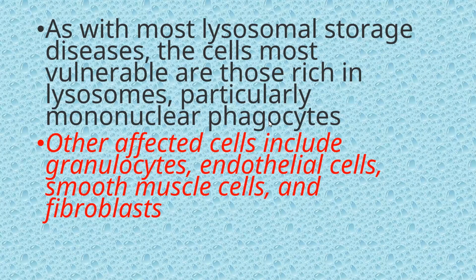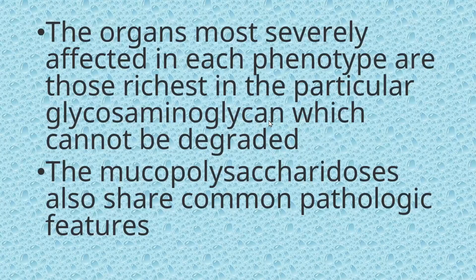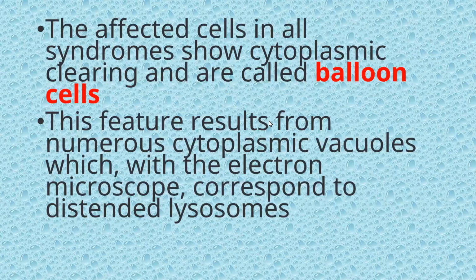The organs most severely affected in each phenotype are those, again, richest in the particular glycosaminoglycan, which cannot be degraded. The mucopolysaccharidosis also share common pathologic features. The affected cells in all syndromes show cytoplasmic flaring and are called balloon cells. This feature results from numerous cytoplasmic vacuoles, which with electron microscope correspond to distended lysosomes.